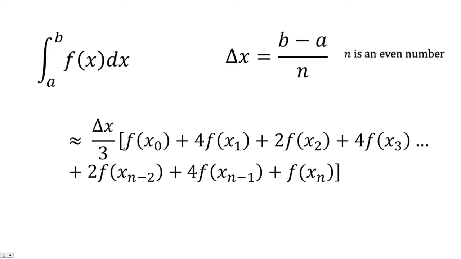So the formula is delta x over 3, and this is multiplied by the function evaluated at every number within the given interval. So if you were to have 6 intervals, you would have f of x sub 0 plus 4 f of x sub 1, 2 f of x sub 2, and so on. It repeats 4, 2, 4, 2, 4, and ends with the last interval of 1.